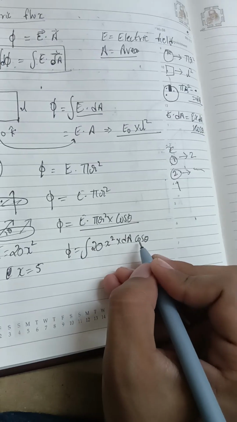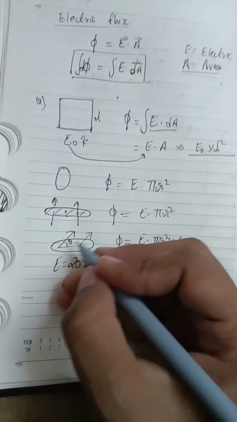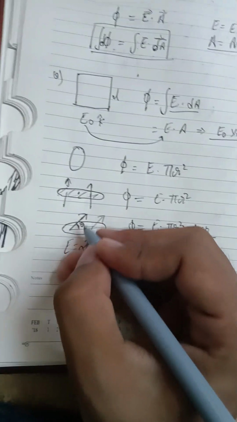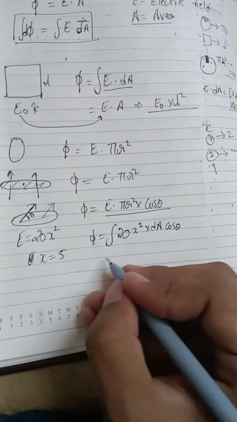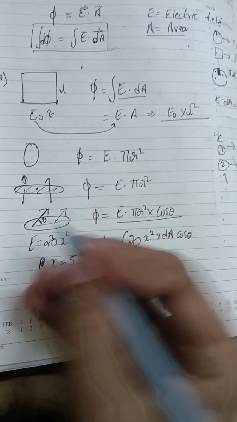I have said it already, because there is an angle theta. The field lines are at an angle theta, so you have to take theta. If it were perpendicular, then cos 0 is 1, you can neglect that. Now dA is constant over here because the area is constant everywhere, so the area is constant for the whole disk.